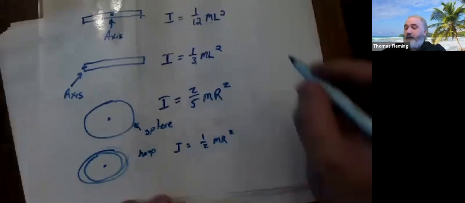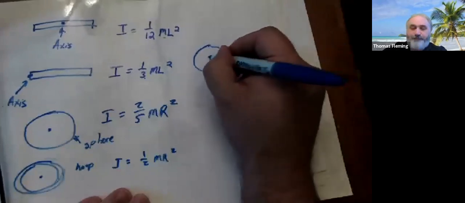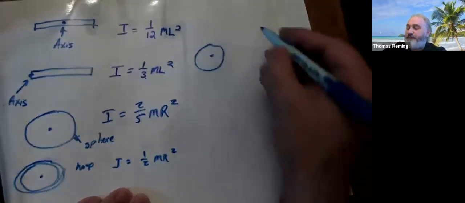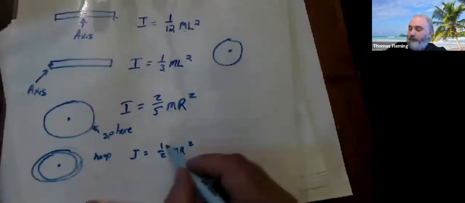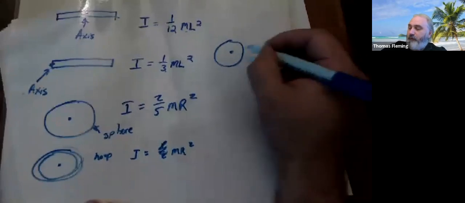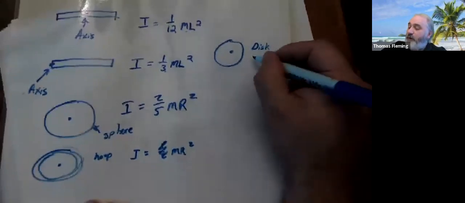If I had instead a solid disk, like a plate, a solid flat disk, the hoop is mr squared. The disk is 1/2 mr squared.